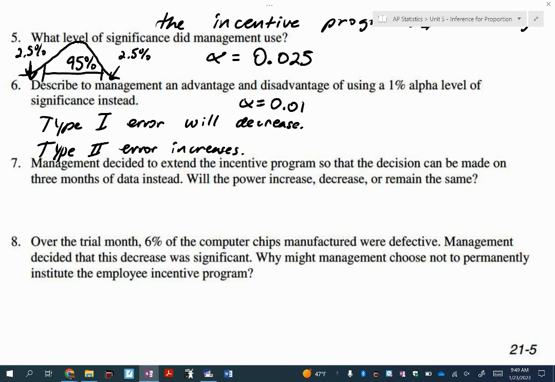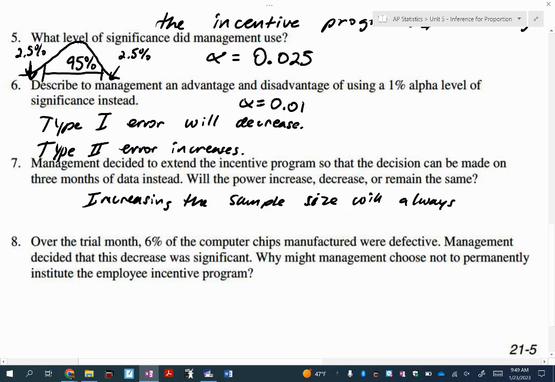That's awesome. So if the power of a test is the ability to reject null hypotheses that are false, right? So it's like doing the right thing, right? It's going to go up. Increasing the sample size will always help your power. So increasing the sample size will always increase the power of your test.